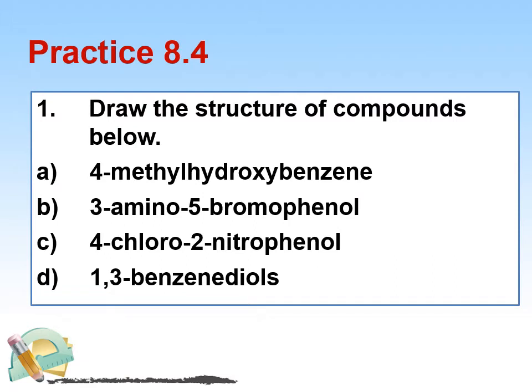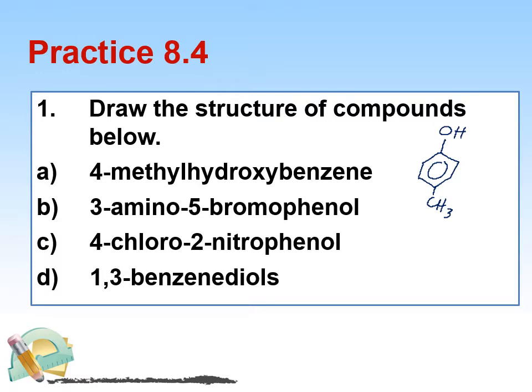Let's do a revision of phenol naming. Draw the structure of compounds below. So for compound A, 4-methyl hydroxybenzene, let's draw the benzene first. And then we have a hydroxy over here. This makes it a phenol. And at carbon number 4, we have the methyl group. All right, this is A.